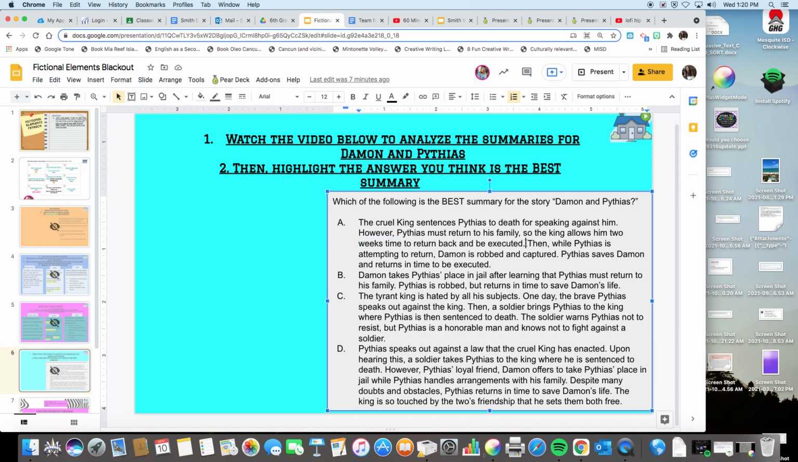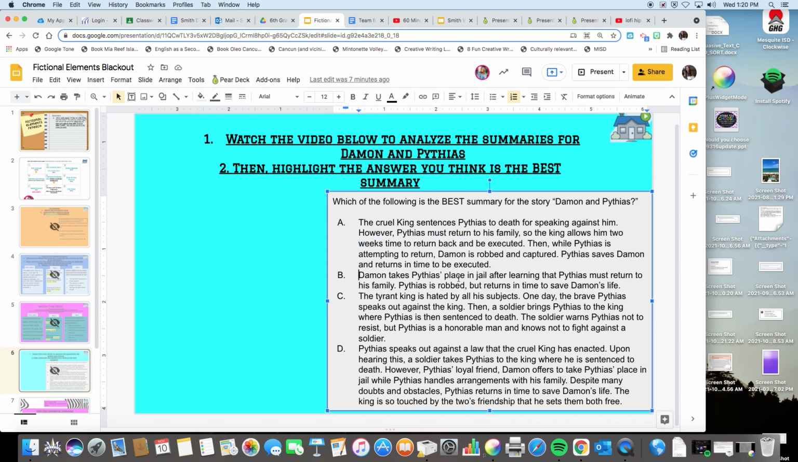So already I could tell that this answer, y'all, is wrong. I would mark it out, or just don't pick it, because A is totally wrong. It's not even accurate. We don't even need to read the rest of the summary because we know the king doesn't just let Pythias go back to his family. The way that Pythias goes back to his family is that Damon takes his place. So A is wrong. Let's look at B.